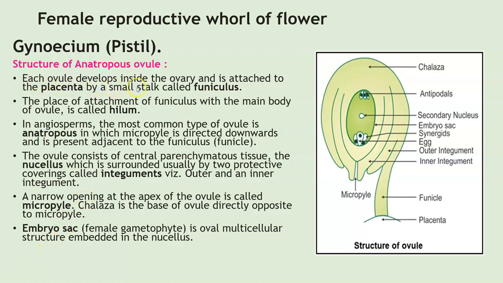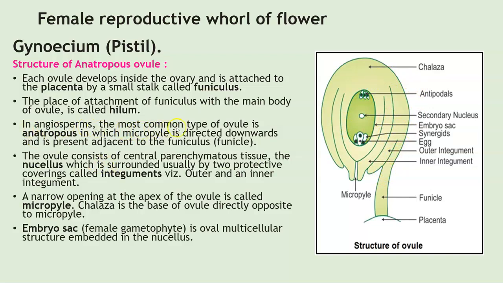Students, each ovule develops inside the ovary and is attached to the placenta by a small stalk called the funicle. Have a look at this image here. You can see this is the placenta and this is the funicle to which the ovule is attached. Now, the place of attachment of the funicle with the main body of the ovule is called the hilum. This place is called the hilum.